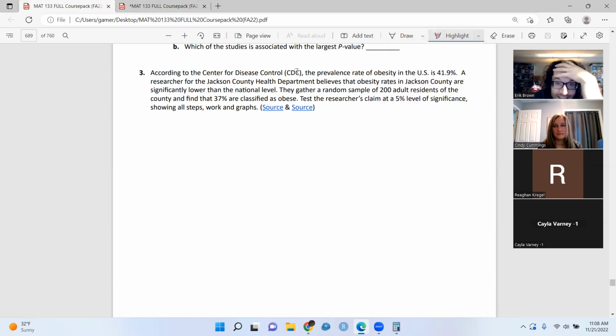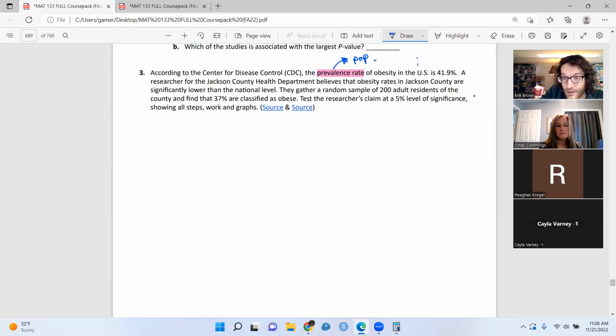So we got, according to the CDC, the prevalence rate. Ooh, let's pause. Do y'all remember what prevalence rate means? It's a very specific thing for us. And maybe I'll just say it. This means population. Prevalence means among all people, this is the percent that have the characteristic. So the prevalence rate of obesity in the US is 41.9%. Meaning that's the population value, or the assumed value of the population, meaning that's P naught.